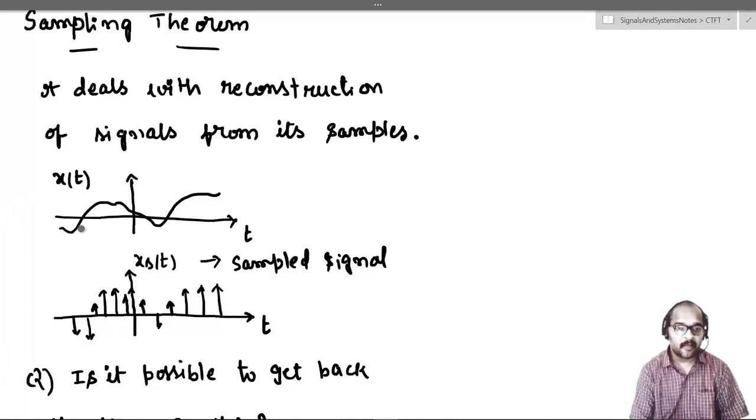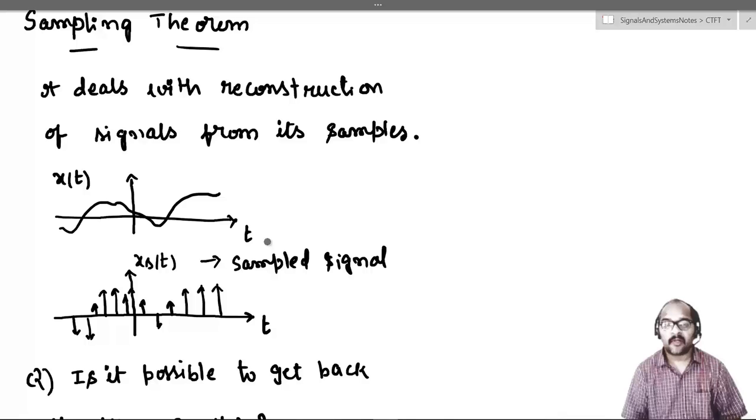Why? For example, let's say this is my speech signal. Because it is a continuous signal, theoretically we require an infinite number of memory locations to store it, but practically that is not possible. You cannot store an infinite number of samples inside a computer. So the question is, if I store a finite number of samples, like these tens of Dirac delta functions, in a computer, can I get back our original signal x of t?